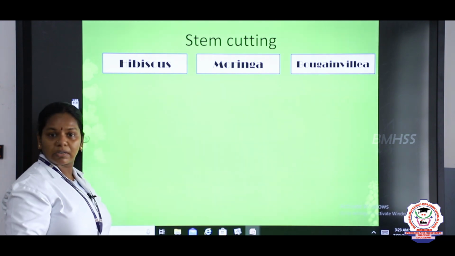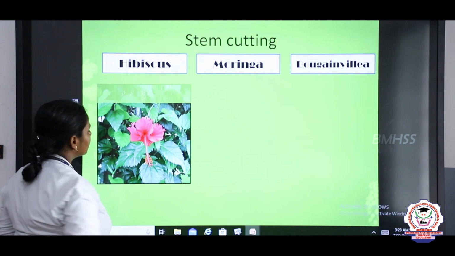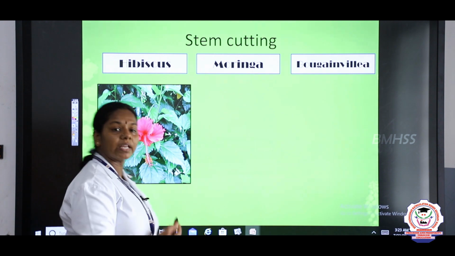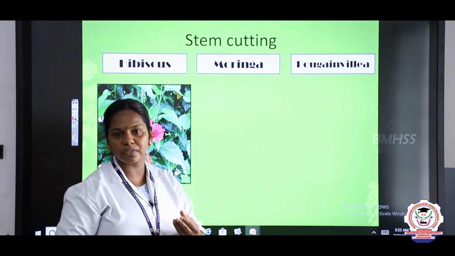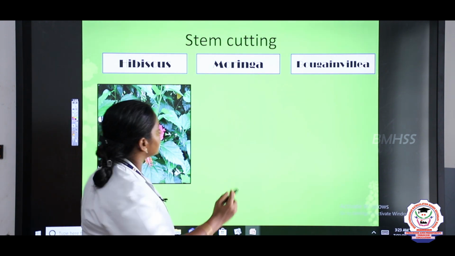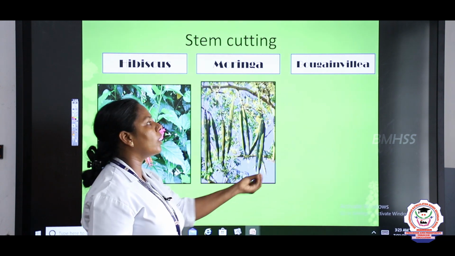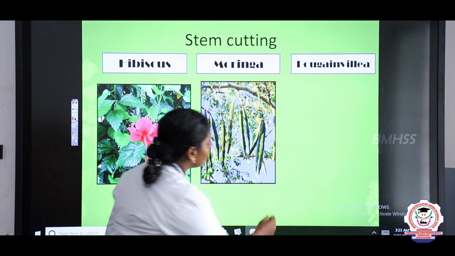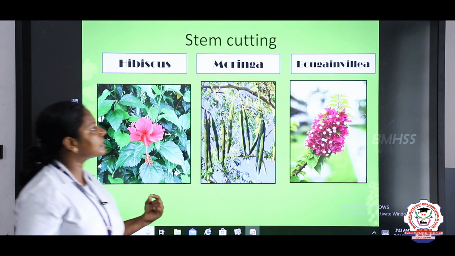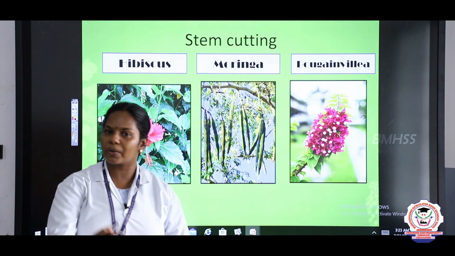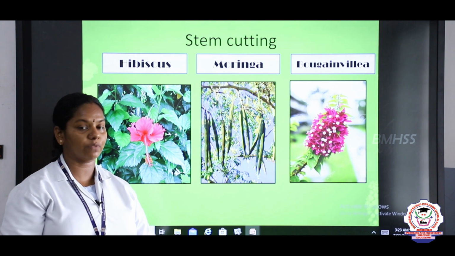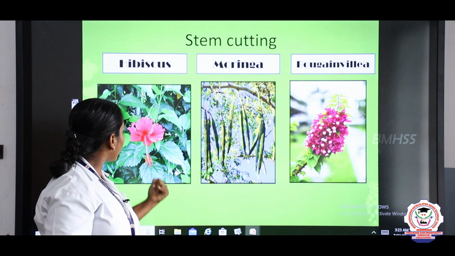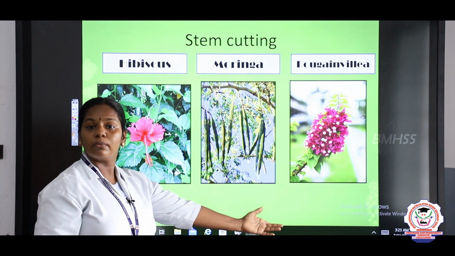So the examples for stem cutting, first one is hibiscus. What is hibiscus children? Chembarti, right? And next one is moringa. Moringa is murungakai. In Tamil, the common name is drumstick, moringa. And bougainvillea, it is an ornamental plant. We say kagidapu, right? So these three plants are the examples which propagate by means of stem cutting. So we discussed the root cutting apple tree, and stem cutting hibiscus, moringa and bougainvillea.